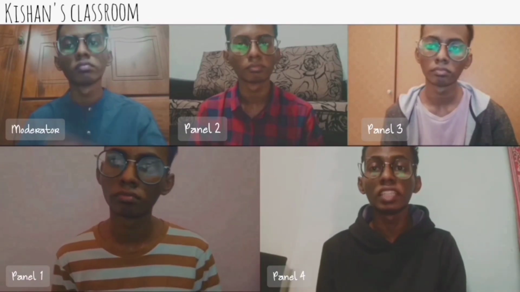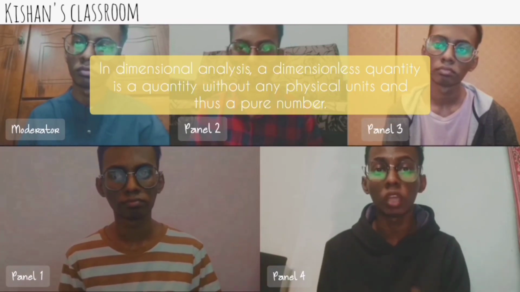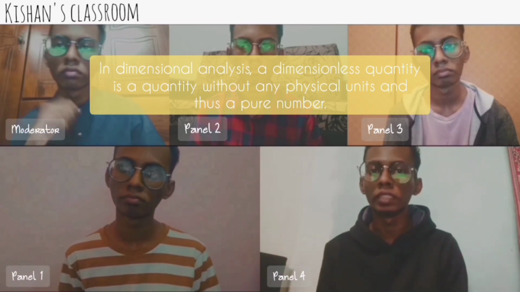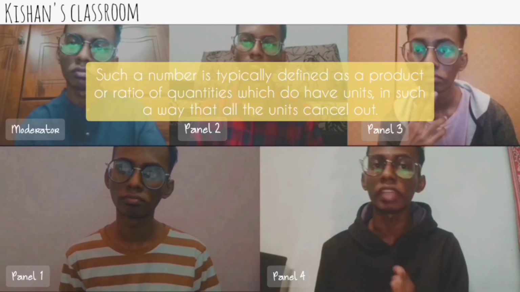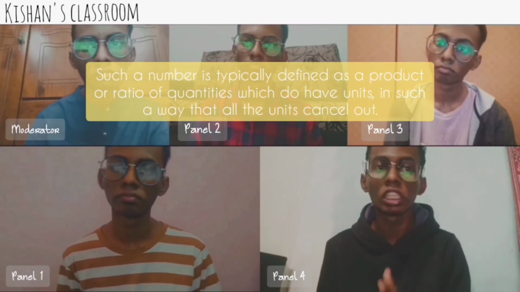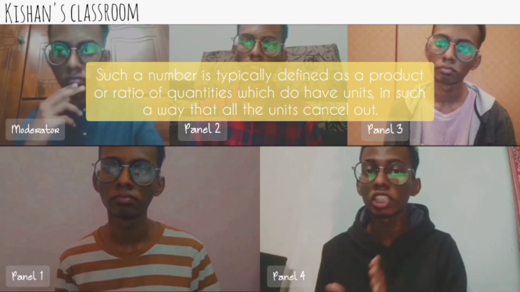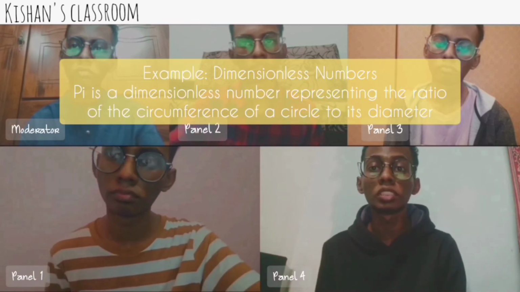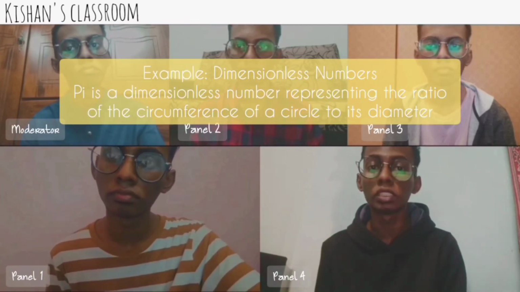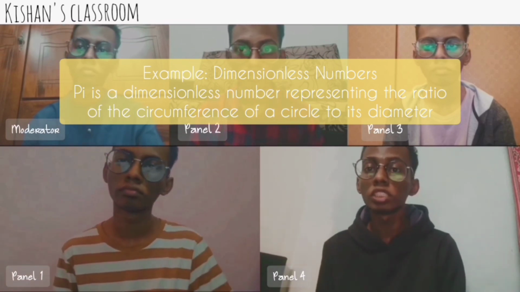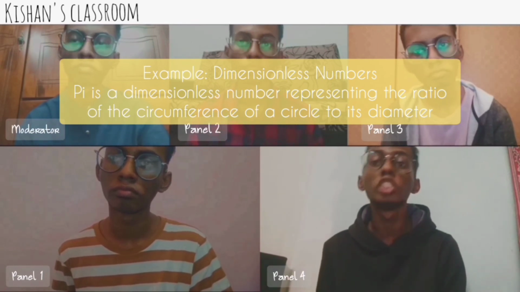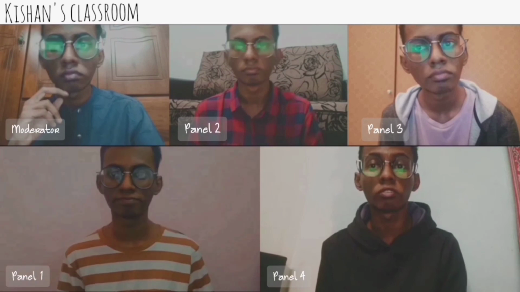So the last part that we're going to study is the dimensionless term. In dimensional analysis, a dimensionless quantity is a quantity without any physical units and thus a pure number. Such a number is typically defined as a product or ratio of quantities which have units, in such a way that all the units cancel out. So an example is pi, which is a dimensionless number representing the ratio of the circumference of a circle to its diameter. That's all from me.